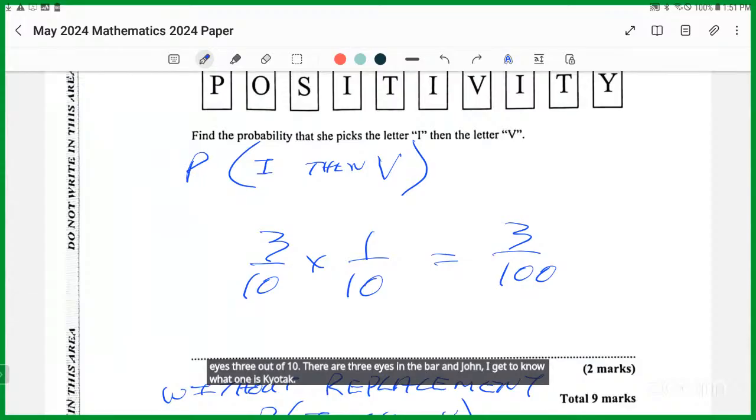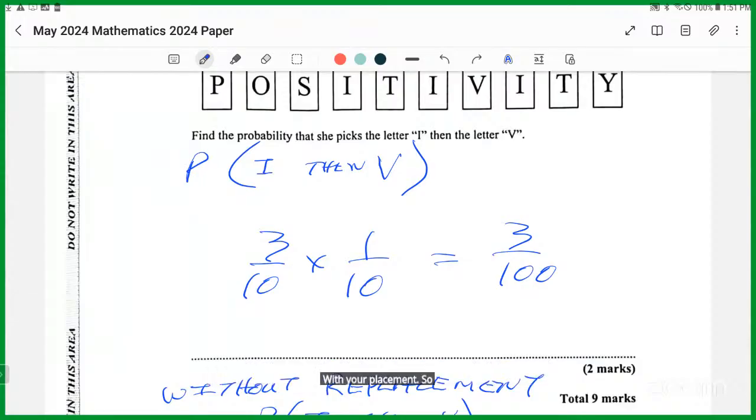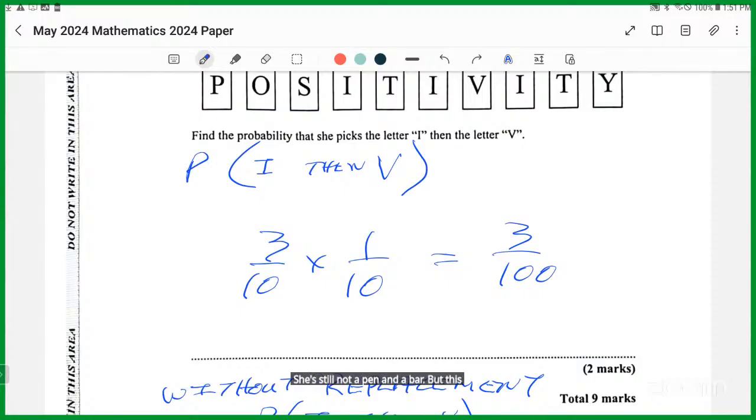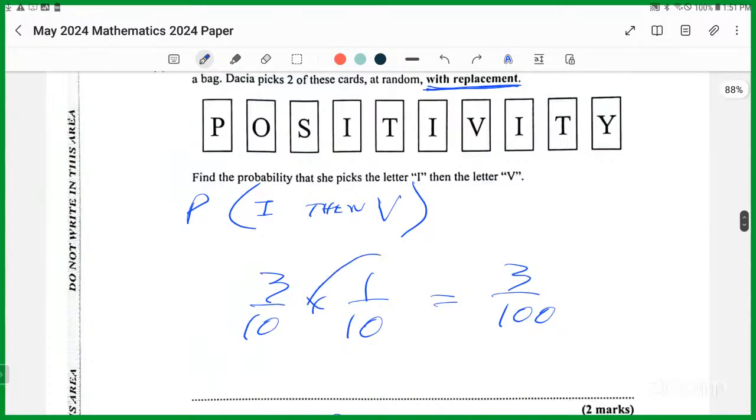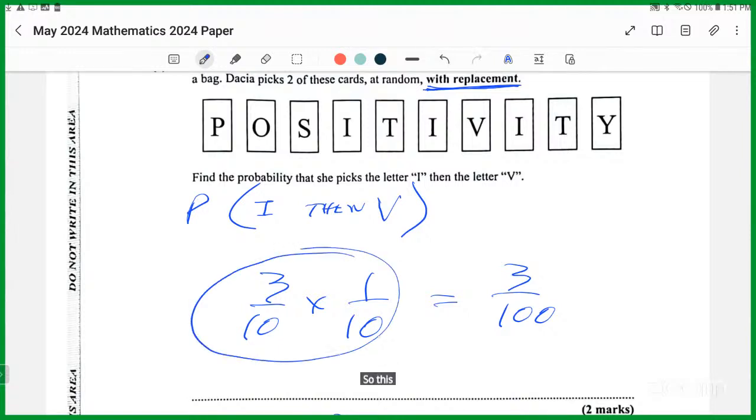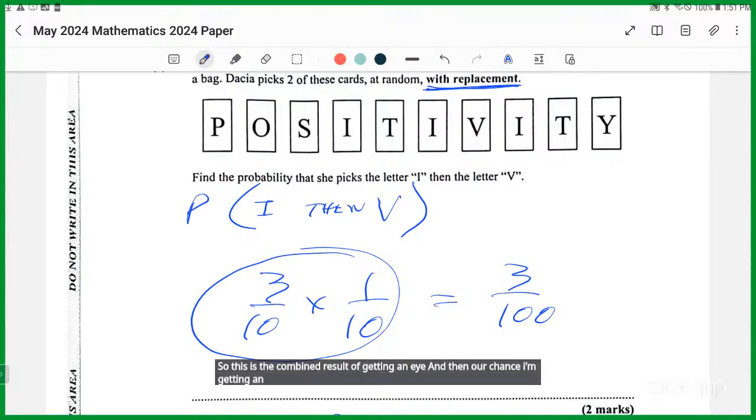With replacement, if you get out the I, you're going to put it back in the bag and draw again. So you still have 10 in the bag. But this time you want a chance of getting a V on the second try. There's only 1 V in the bag, so it becomes 1 out of 10 for the second draw. So this is the combined result of getting an I and then a V with replacement.